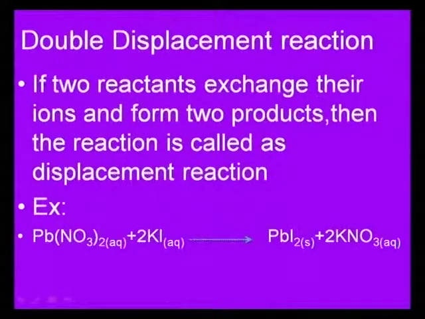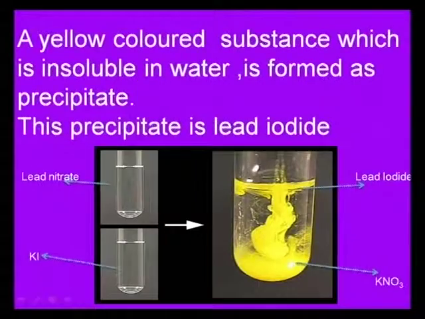For understanding this double displacement reaction, we have done one activity. What is that? We have taken lead nitrate plus potassium iodide. It gives rise to lead iodide plus potassium nitrate. The lead iodide is a yellow color precipitate. What is meant by precipitate? The precipitate is a chemical which is insoluble in water. See here, a yellow color substance which is insoluble in water is formed as a precipitate. The precipitate is lead iodide.